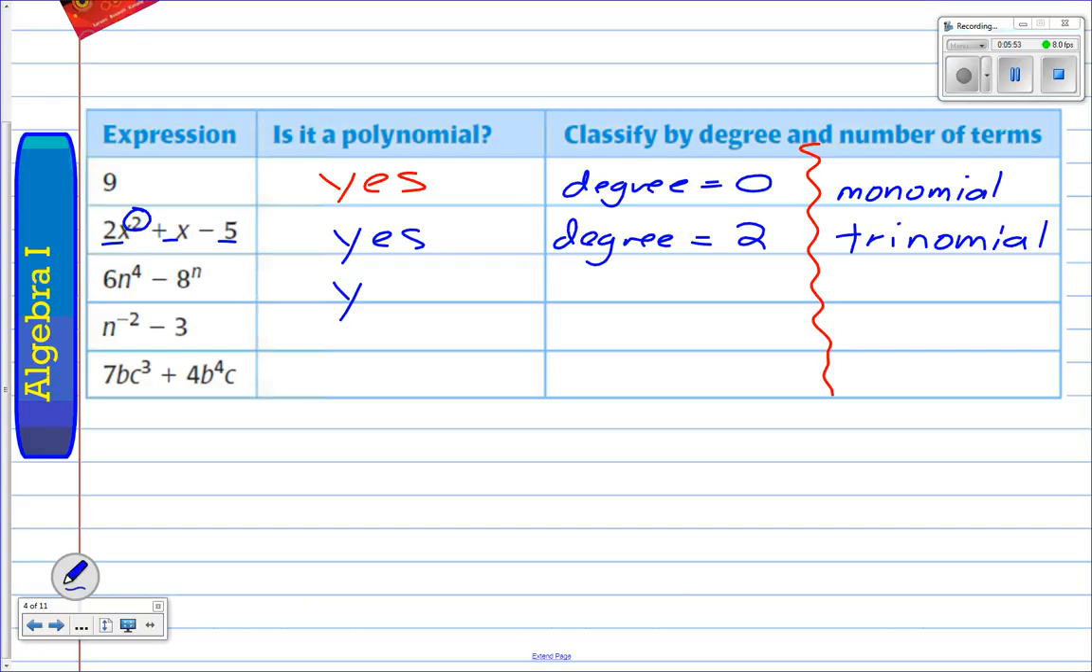This one's a polynomial also. It is the sum. In this case, it's the difference. But if I think of this as a negative monomial, I'm adding it. And the point is, I can add or subtract monomials to make a polynomial. So yes, it's a polynomial. The degree?